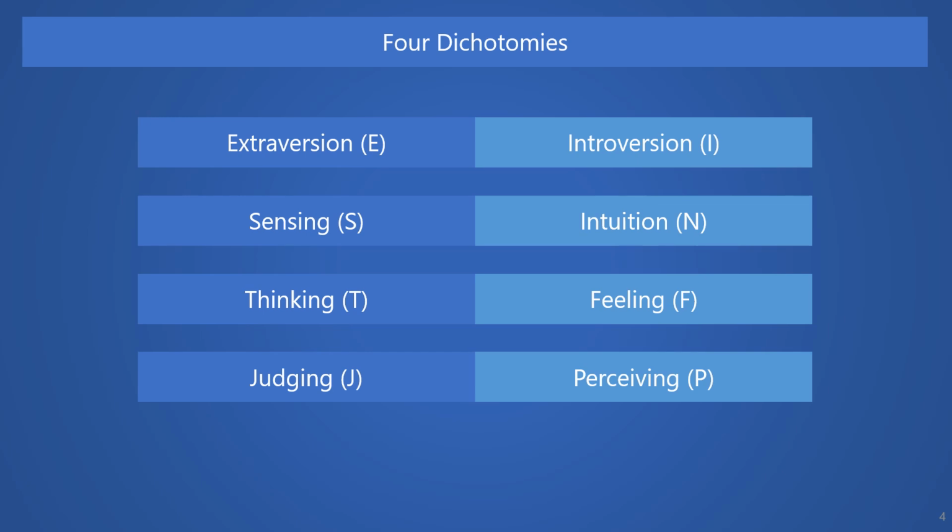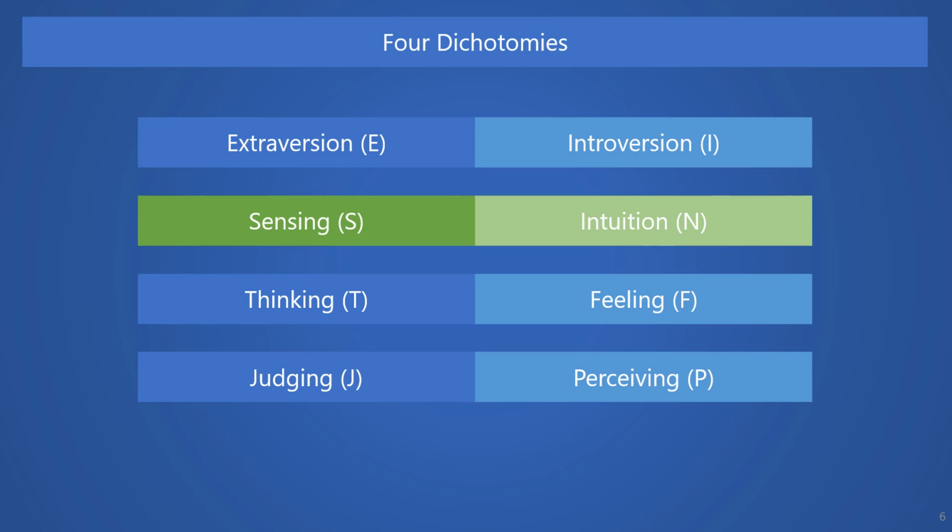These are the 4 dichotomies. Extroversion, introversion. Extroverts are energized by interactions with the external world. They tend to be outgoing, talkative, and enjoy social activities. They focus on the outer world of people and activities. Introverts are energized by solitary activities and small group interactions. They are often reflective, reserved, and prefer spending time alone or with a close-knit group. They focus on the inner world of ideas and experiences.